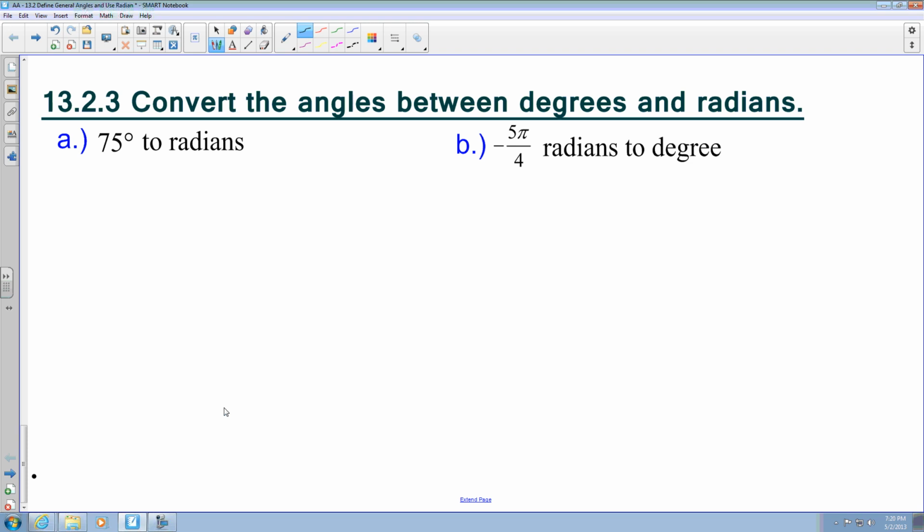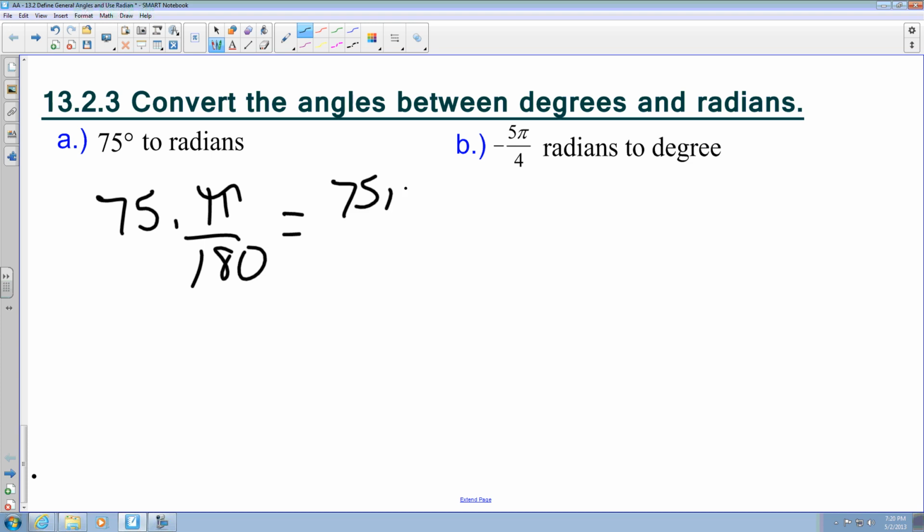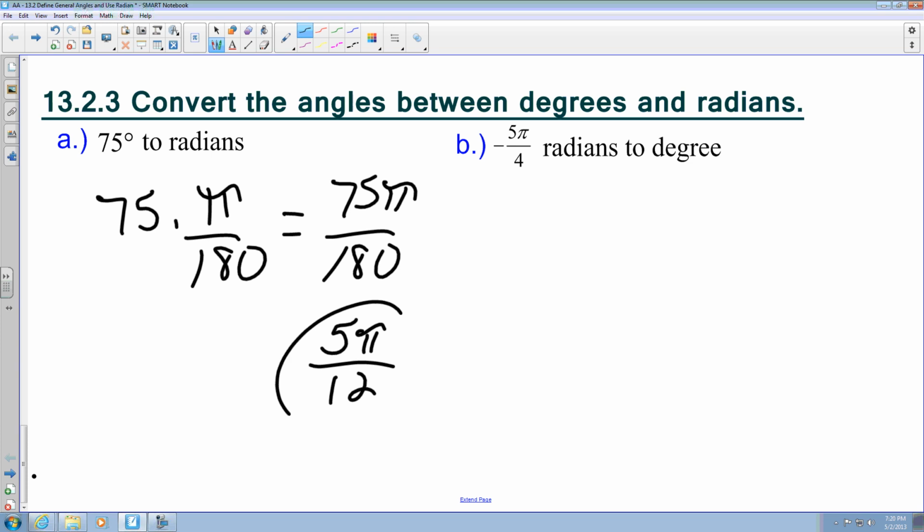All I have to do is take 75 and multiply it by pi over 180. If I multiply across, I get 75 pi over 180. Taking 75 over 180 in lowest terms, I get 5 pi over 12. So 75 degrees in radians is 5 pi over 12.